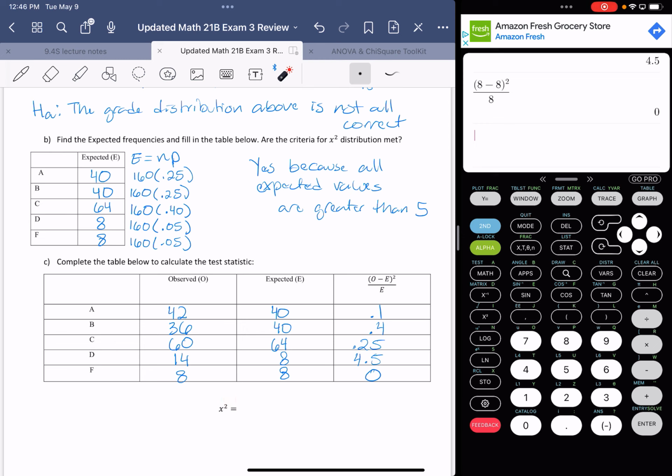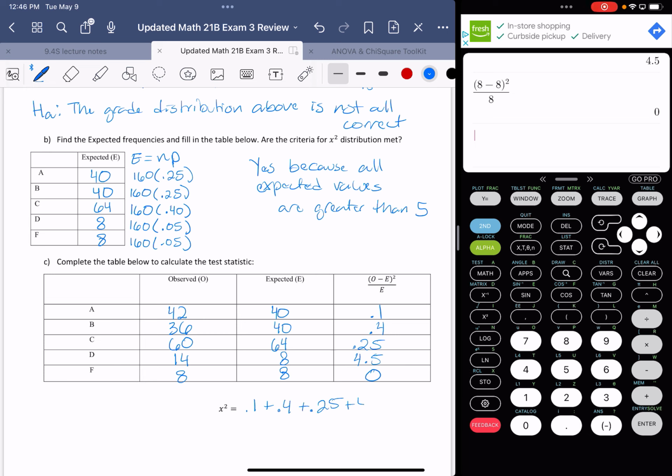We add them up. Yeah, you add up the contributions. You add up these values here. Add up the contributions. So 0.1 plus 0.4 plus 0.25 plus 4.5 plus 0.